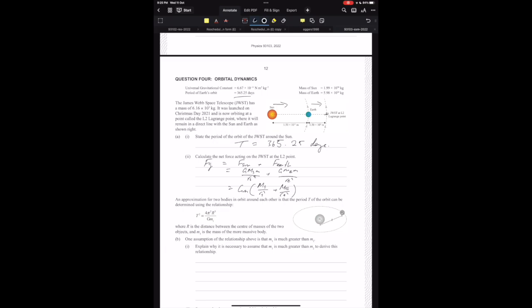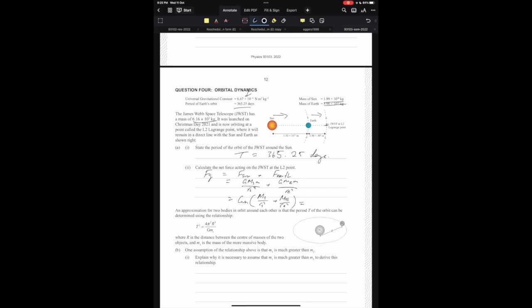And then you can substitute our values. So G is 6.67 times 10 to the negative 11. The lowercase m is the mass of the James Webb Telescope, so 6.16 times 10 to the 3. The capital M_S is the mass of the Sun, 1.99 times 10 to the 30, and the capital M_E is 5.98 times 10 to the 24.